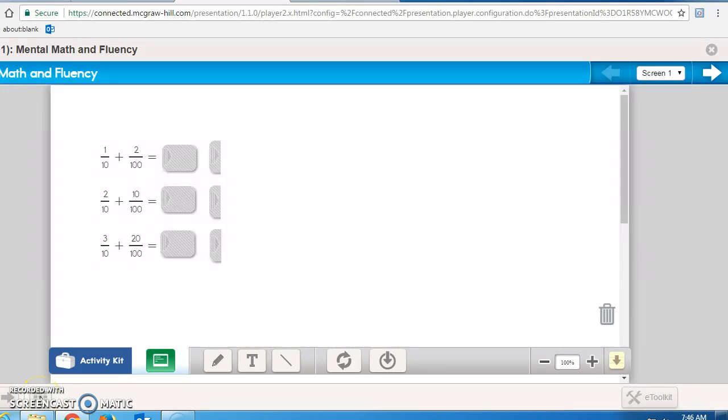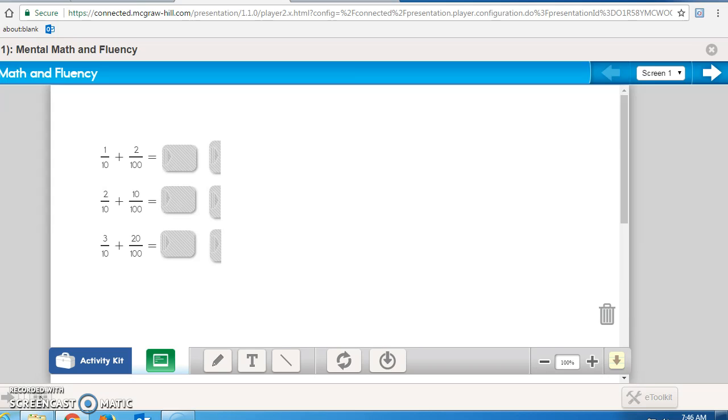Lesson 8.8, Areas of Rectangles with Fractional Side Lengths. The focus of this lesson is for you to approximate the area of a rectangle, for you to multiply fractions by whole numbers, and for you to multiply mixed numbers by whole numbers. And in the end, I hope you can multiply fractions by whole numbers. But let's go ahead and start with our mental math and fluency first.